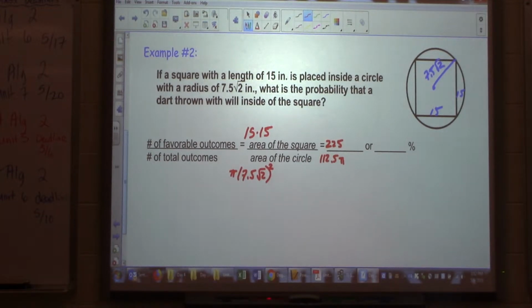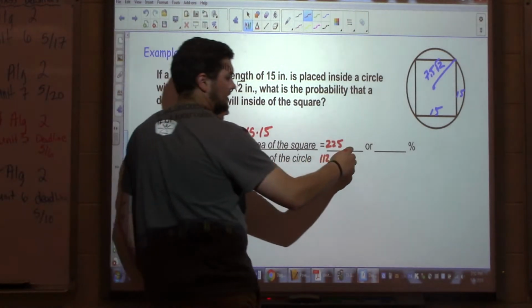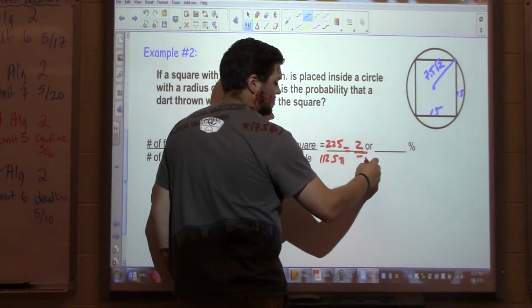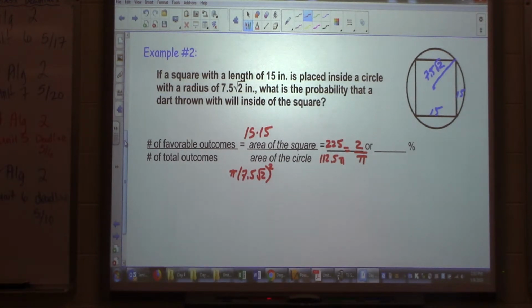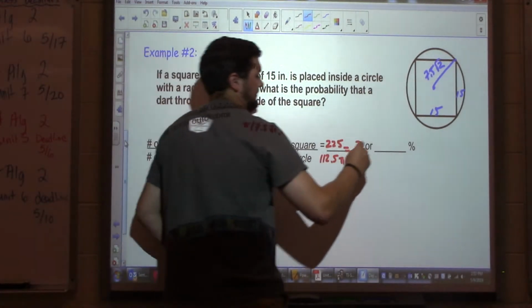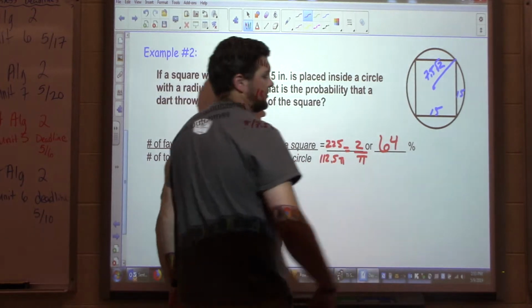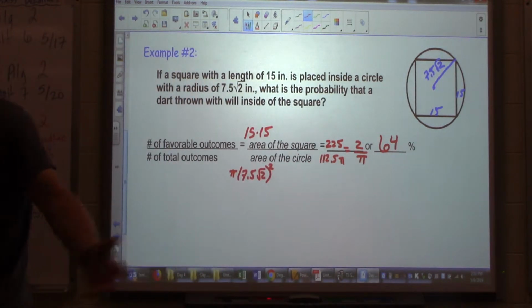Well, if I reduce that, I get 2 over pi. Which comes out to about what percentage? Anybody? 64? Alright. 64%. Any questions?